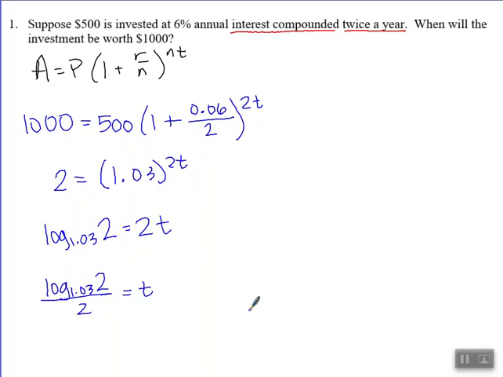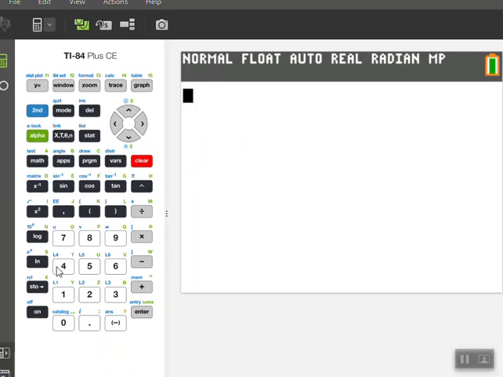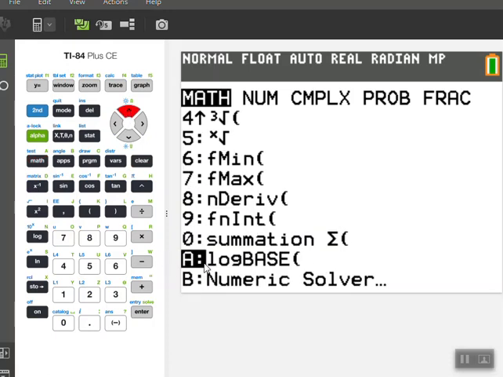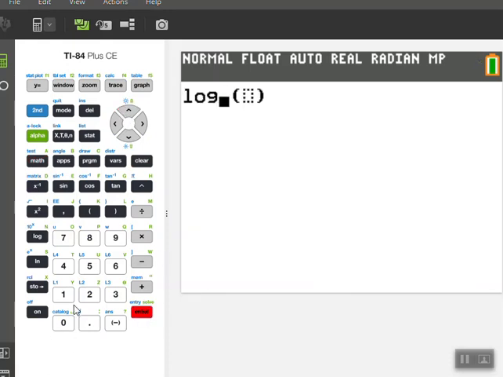It's important that you do not type this in the calculator until the final step. That way you do not have rounding error earlier in the problem. So now we can go ahead and put this in the calculator. If you go to math, go down to the bottom, you have log base. Here you can type a different base other than 10 or e.